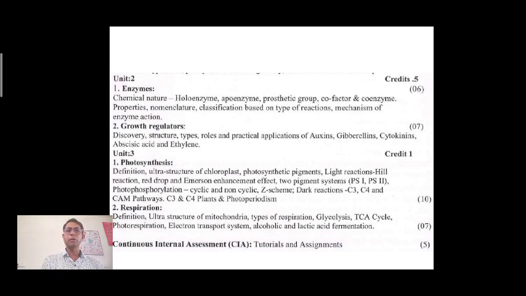Now the second part of unit number 3 includes respiration. In respiration, we are going to concentrate on definition, ultrastructure of mitochondria, types of respiration, then glycolysis, TCA cycle, then photorespiration, electron transport system, alcoholic and lactic acid fermentation. So all these terminologies along with these cycles we are going to discuss in the second part of unit number 3.